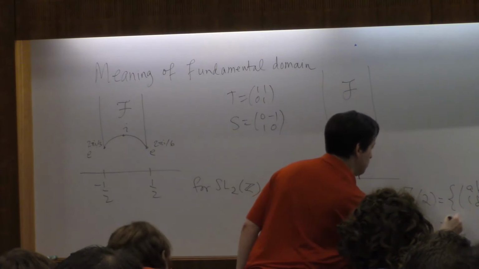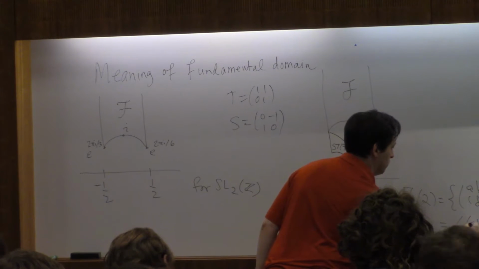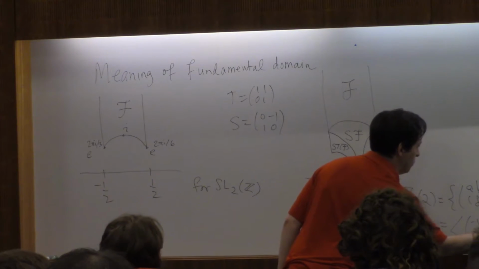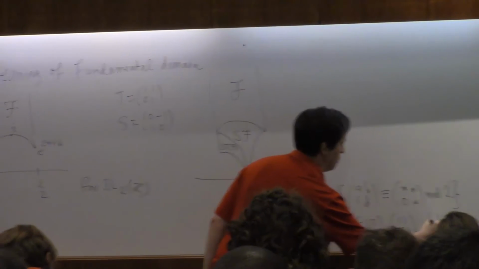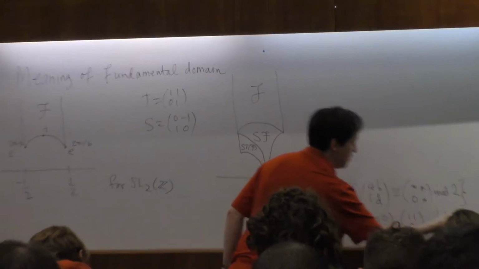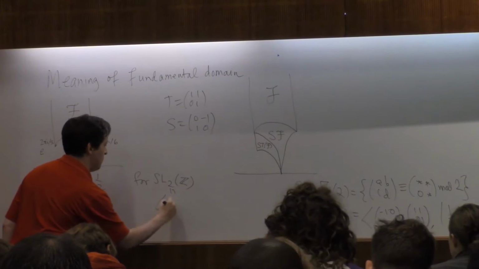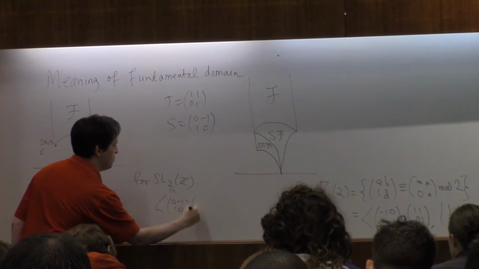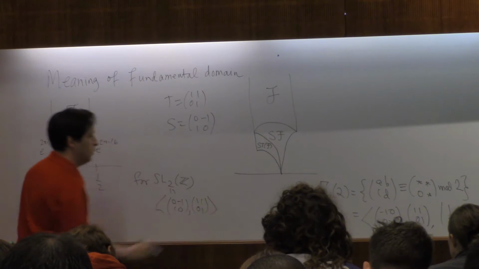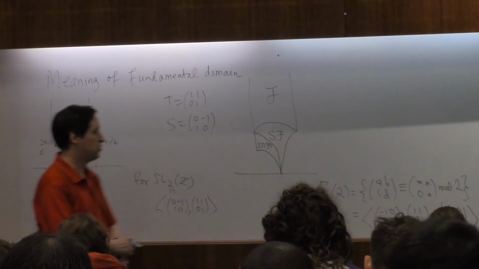Okay, so actually as a group, it's generated by (0,-1,1,0), (1,1,0,1), and (1,2,0,1). I'm not saying that's obvious. And kind of in the same way, you can show this is generated by (0,-1,1,0) and (1,1,0,1). One can work out generators of these things.